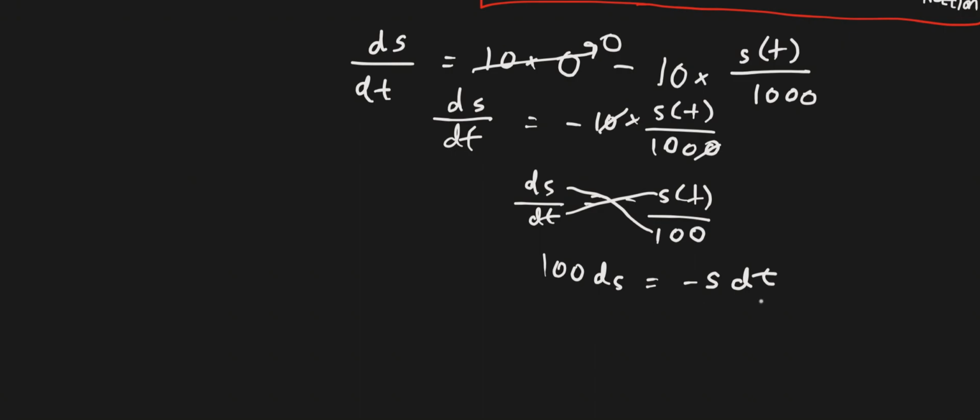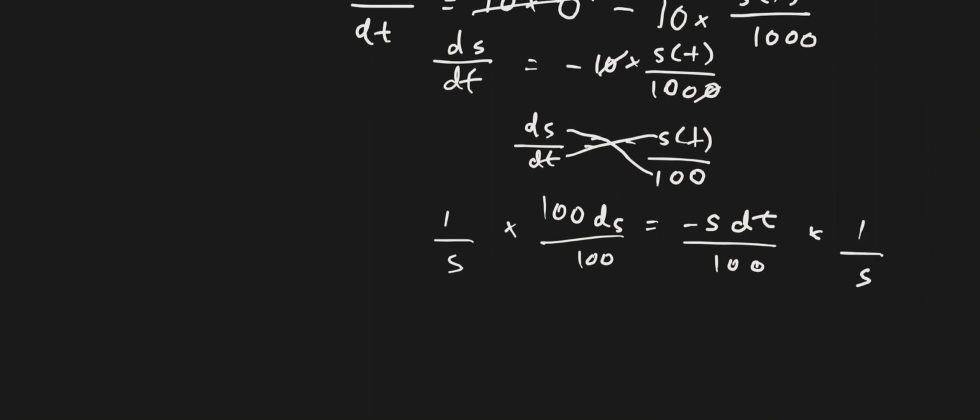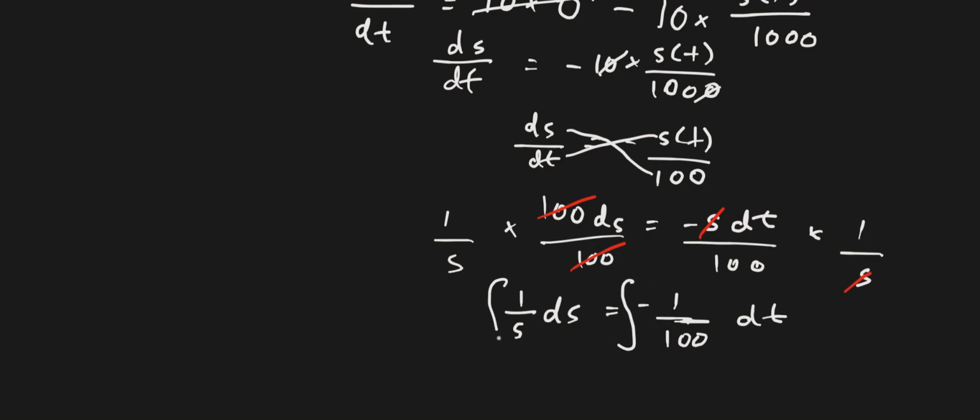We can divide by 100 and divide by -S. So this is dividing by 100 on both sides, and then we can multiply by 1 over S. We don't have to do the negative this time. So let's look at the calculations. This just ends up being 1 over S ds is equal to -1 over 100 dt. Am I doing this right? Now we can integrate both sides.